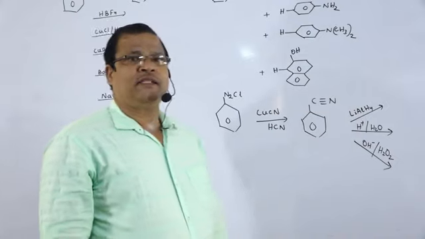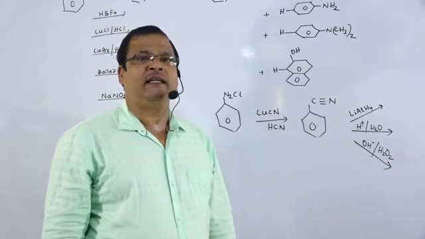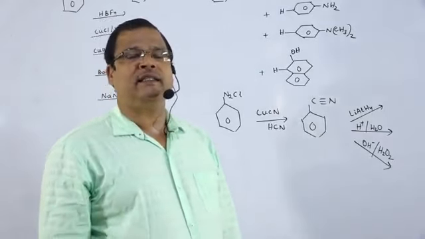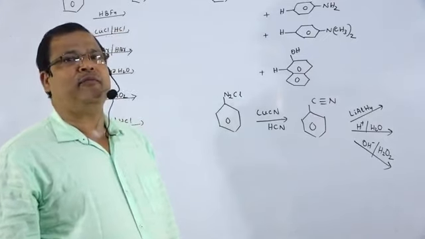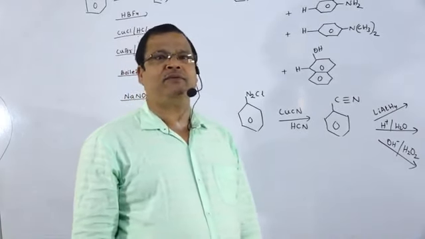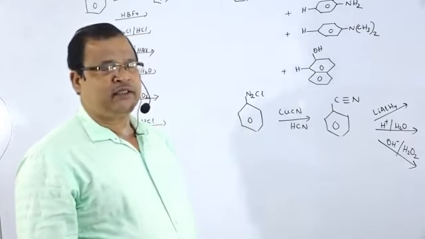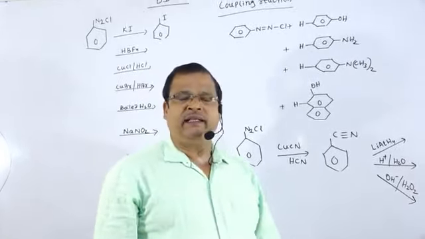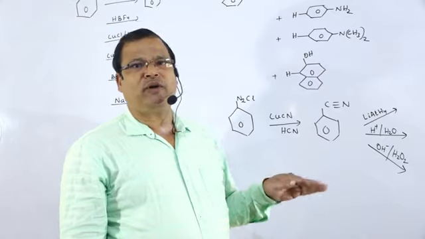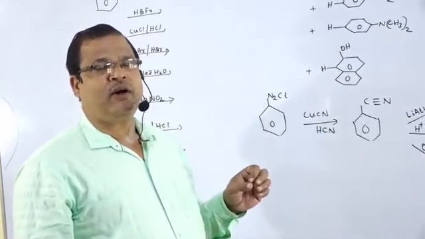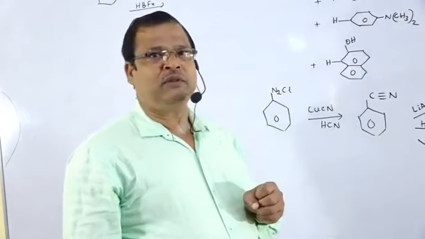In the last class we discussed a very important aspect, that is BDC, regarding its methods of preparation and its synthetic uses. BDC, that is benzene diazonium chloride, is very important in the synthesis of so many aromatic compounds. We have discussed some of these properties. Today we will again discuss its synthetic uses, with some conversions that proceed from BDC, that is benzene diazonium chloride.